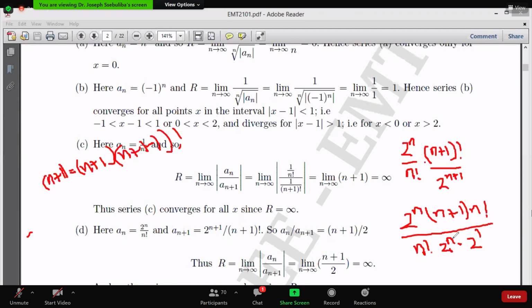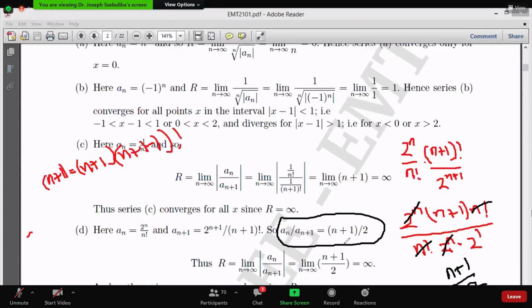So we can cancel: the 2 to the n cancels with this 2 to the n. I think we are clear there. Then n factorial cancels with the n factorial. What do you remain with? You remain with n plus 1, this whole thing over 2. That is what you are getting here. That's why we are saying that the whole of this is this one here, the n plus 1 over 2.